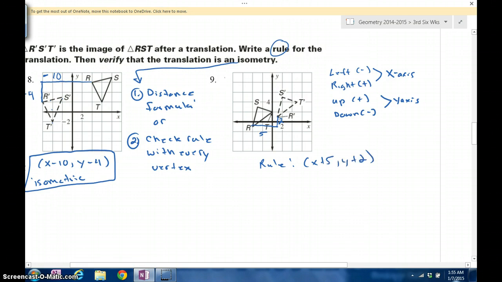Alright, then check all the other points. 2, 4, 5, up 2. T matches up. 2, 4, 5, and then up 2. And S matches up. So this one is also isometric. Alright, and that's translations.